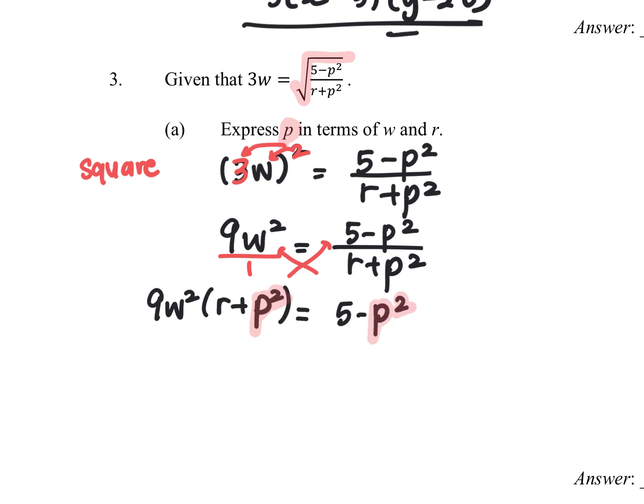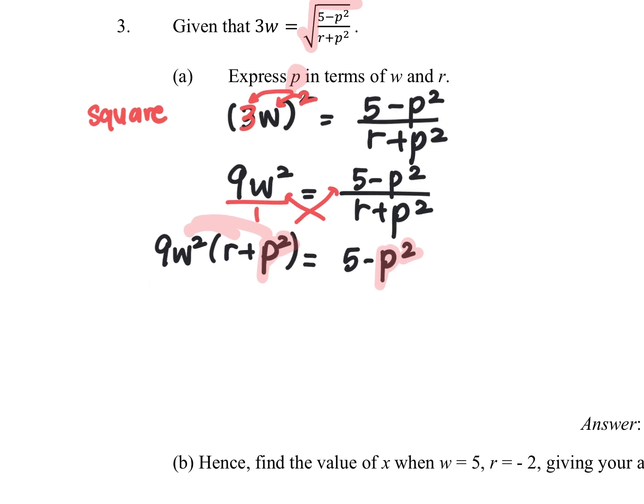So if we want p, there's a p square over here and there's a p square over here. So what we're going to do, we're going to expand it out to save the p square from the bracket itself so that it's easier to manipulate. So in this case, 9w square multiplied to r plus 9w square multiplied to p square. And this is equals to 5 minus p square. So that's what we get for now. Okay, let me just write it nicely.